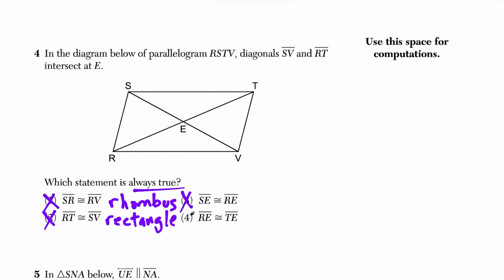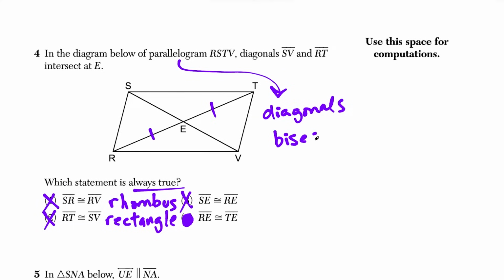The one we could say is 100% true is choice 4, and it's not just because the other answer choices were eliminated. This one here is saying that RE is congruent to TE. One very important thing to know about parallelograms is that the diagonals bisect each other. Okay, so this is true for all parallelograms. The diagonals bisect each other, which tells us that the diagonals cut each other in half. So I could say that RE is congruent to TE, and I could also say that SE is congruent to VE. This is always true for any parallelogram.